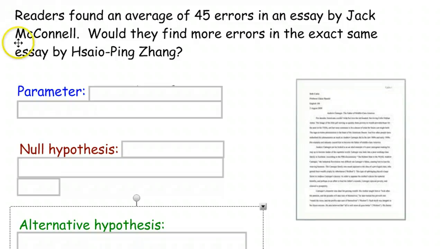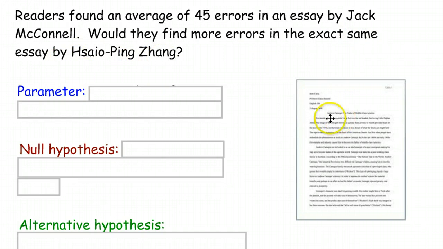Another example. Readers found an average of 45 errors in an essay by Jack McConnell. Would they find more errors in the exact same essay by Xiaoping Zhang? The idea here is that they took the exact same paper, copy and pasted it with a different name at the top, and had students read it. And this was actually part of an actual study to see if someone's name sounding foreign affected their bias as they were reading, if they would detect more errors just because of that name bias at the top.